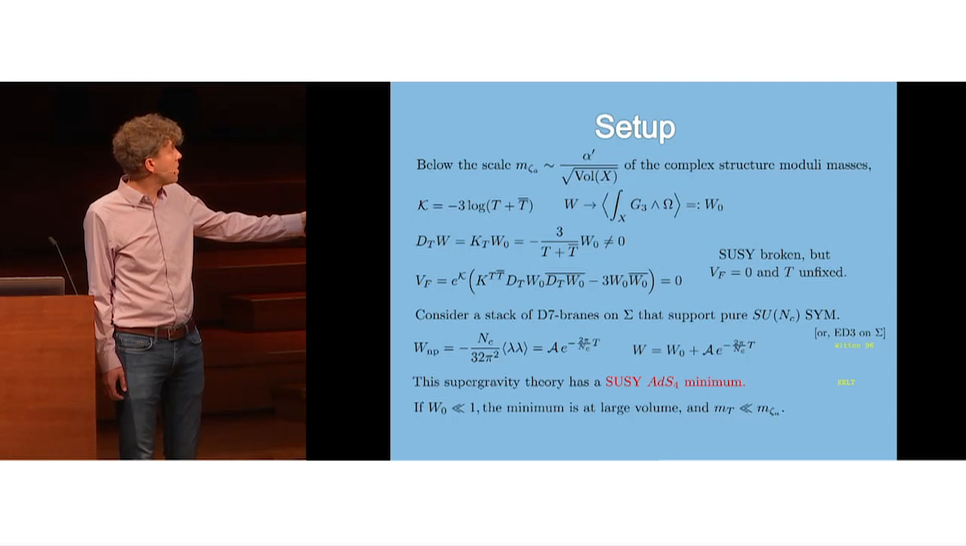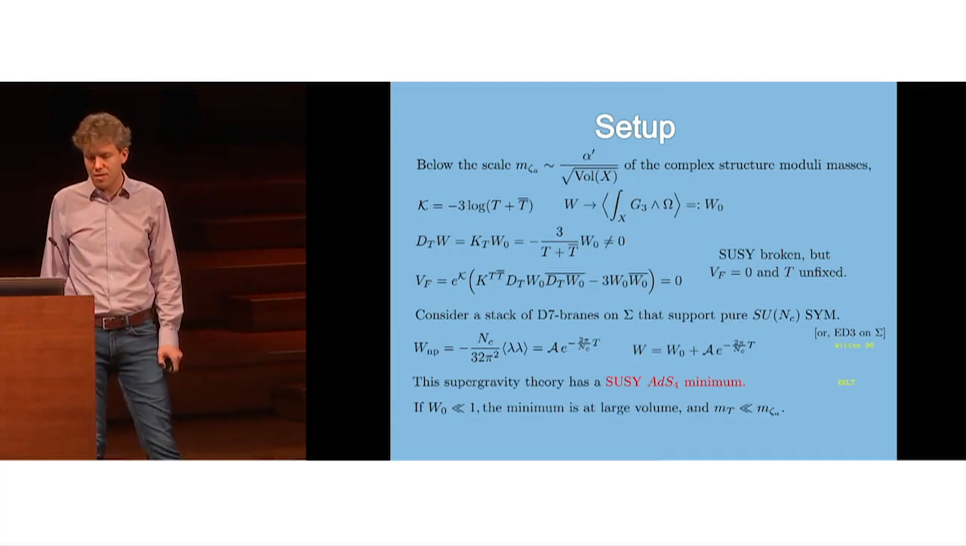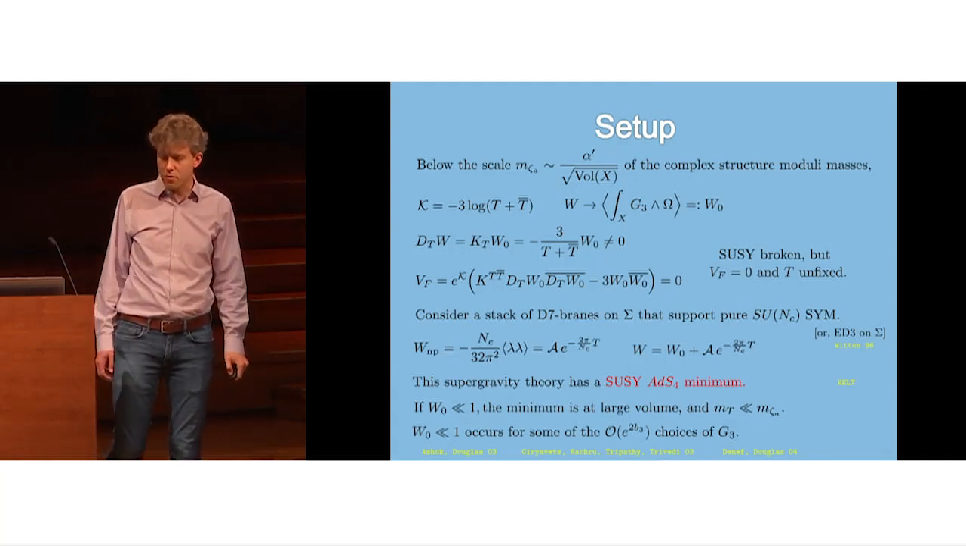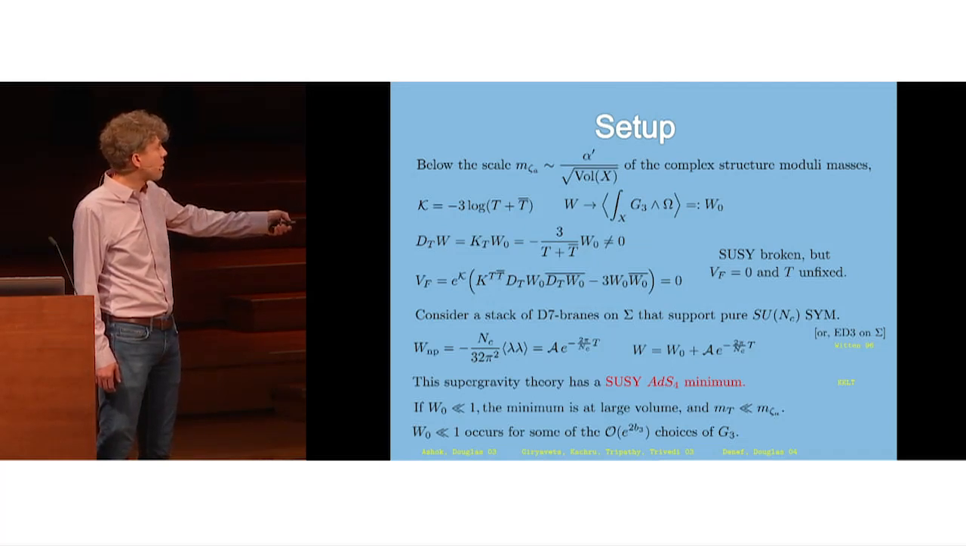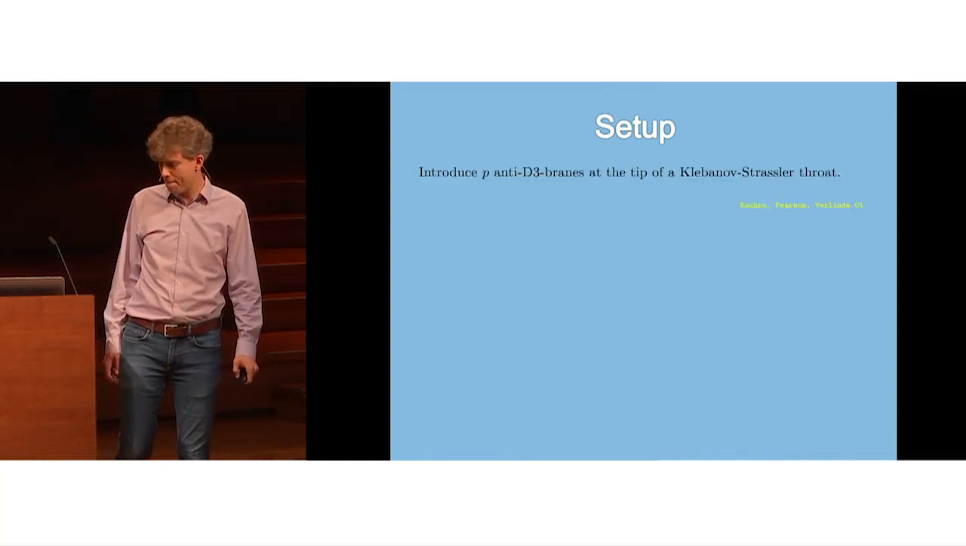If the constant superpotential is sufficiently small, then this minimum occurs at large volume, and the mass of the Kähler modulus is small compared to the mass of the complex structure moduli and the axiodilaton. And it's been argued, and then shown in examples, that sufficiently small W naught does occur for some of the exponentially many choices of quantized 3-form flux.